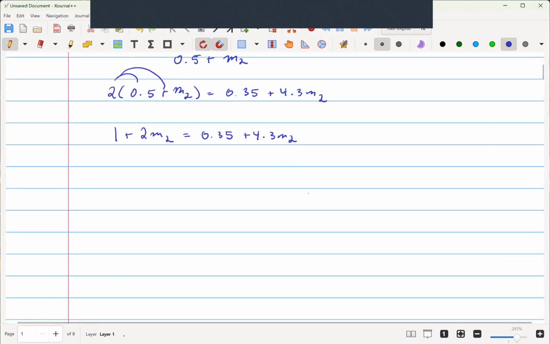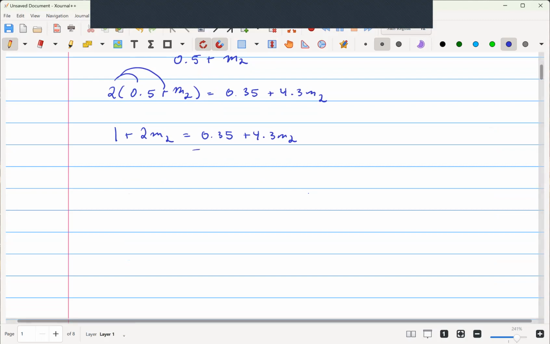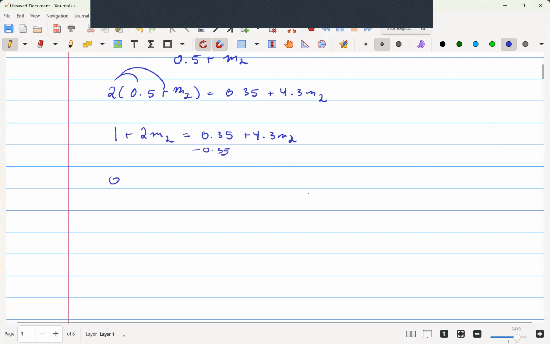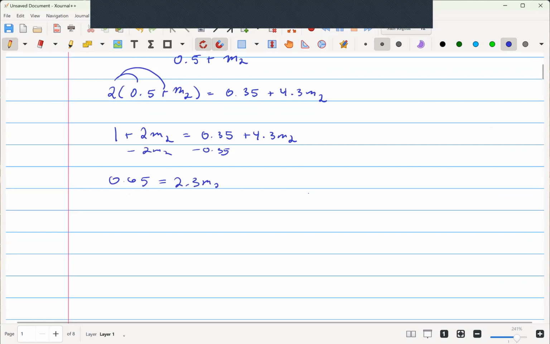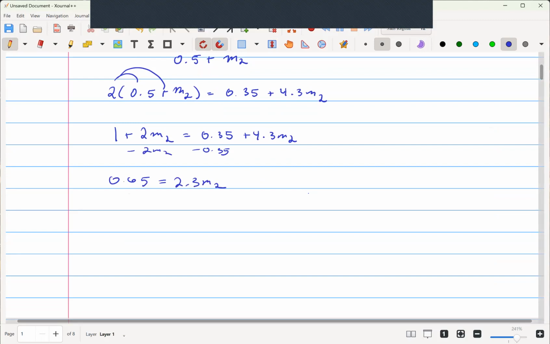Just group like terms. You can subtract this to the other side. We get 0.65. We subtract that 2 to the other side. That gives us 2.3 m2. Now we just got to solve for m2, which is multiplied by that 2.3.